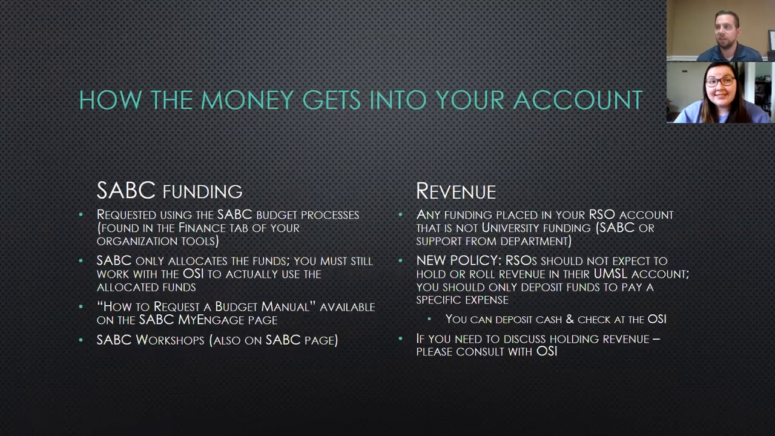So, how the money gets into your account. As we mentioned, SABC funding is the main way that happens. You submit a budget request using the finance tool within your organization portal on MyEngage. SABC will look at that request. As long as everything looks good and you followed the rules, they will approve that request, and that amount of money is transferred into your organization account.